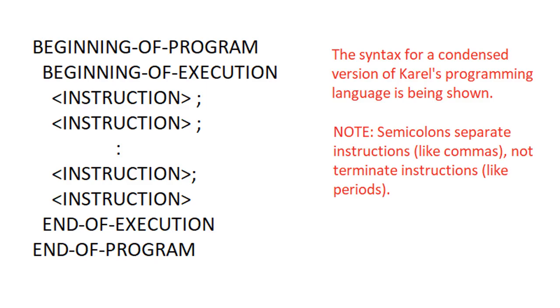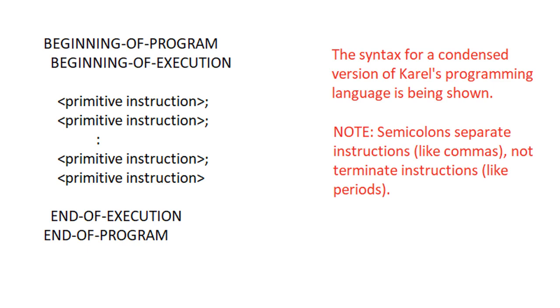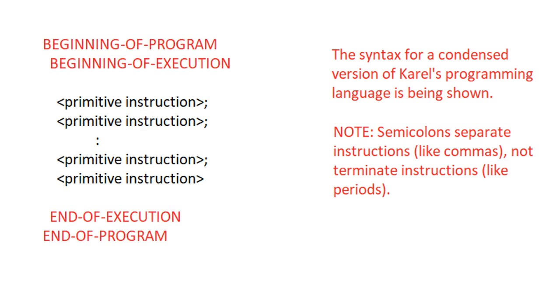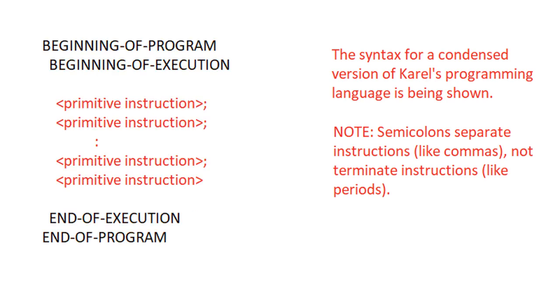In an earlier tutorial, we described simple programs that use only primitive instructions. That description is shown on the screen. In that description, the first and last two lines are always the same. In between, we have a sequence of primitive instructions. These instructions are separated by semicolons.